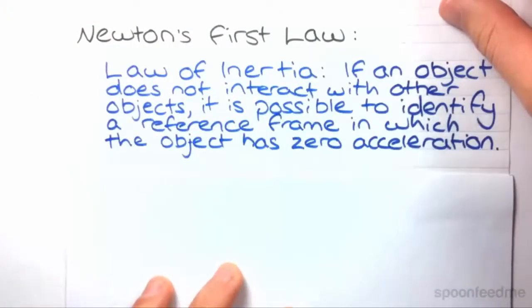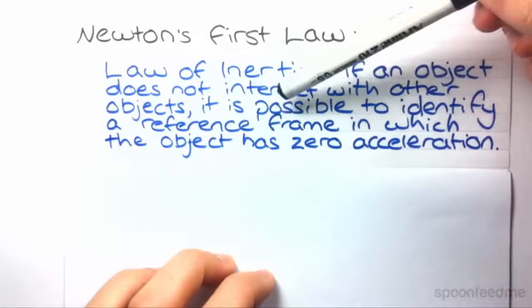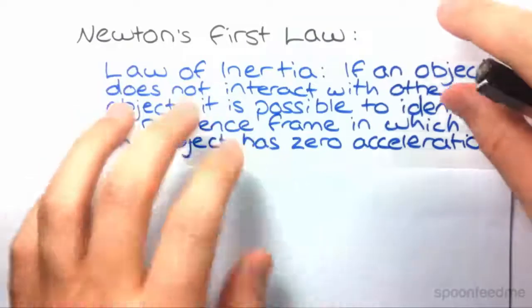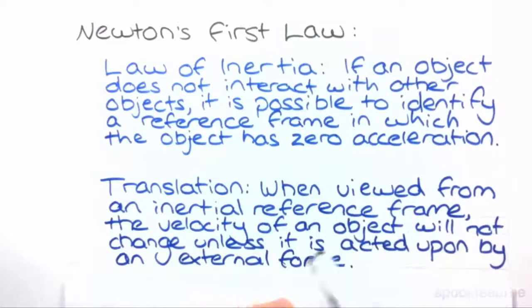Now this is called the law of inertia, and Newton said if an object does not interact with other objects, it is possible to identify a reference frame in which the object has zero acceleration. Now, what that means, the translation, when viewed from an inertial reference frame, the velocity of an object will not change unless it is acted upon by an external force. So effectively, forces create a change in velocity. Forces create acceleration. And basically what Newton was saying is a body will continue to move with constant motion or constant velocity until a force acts upon the body.